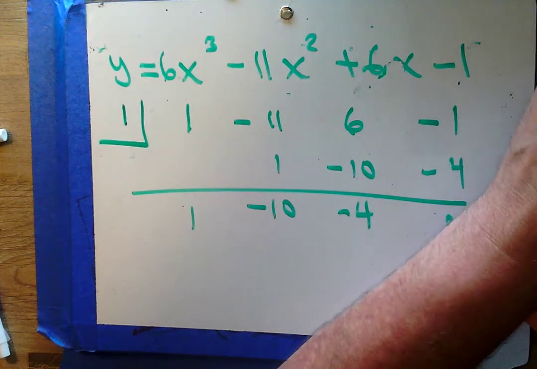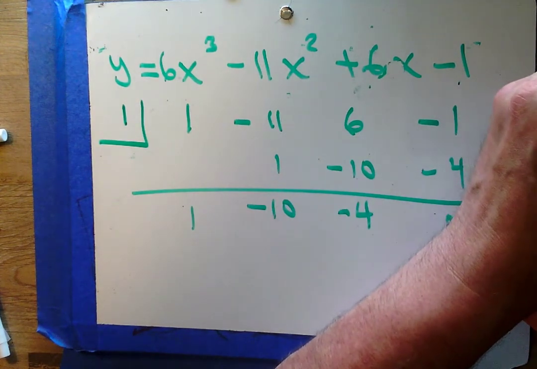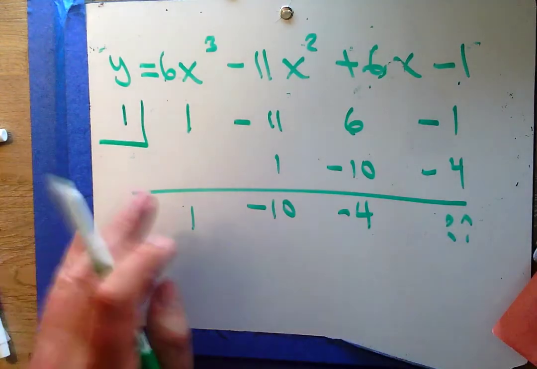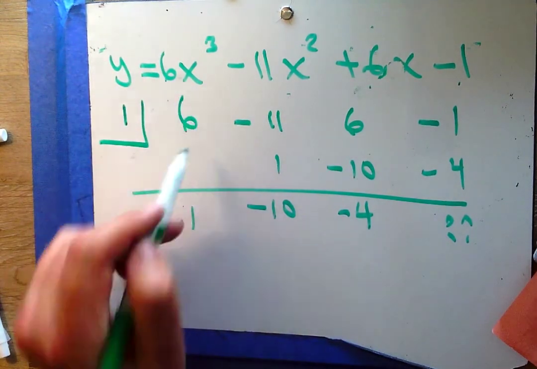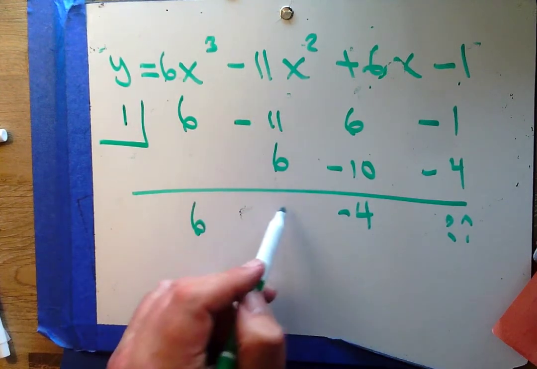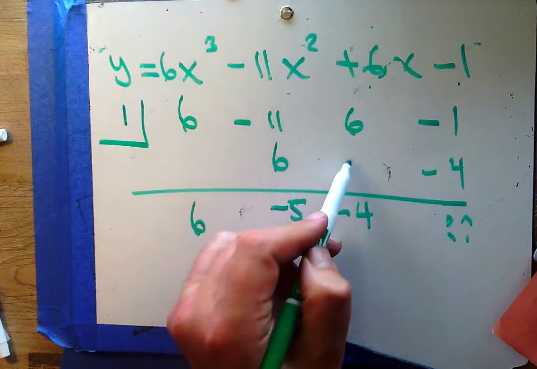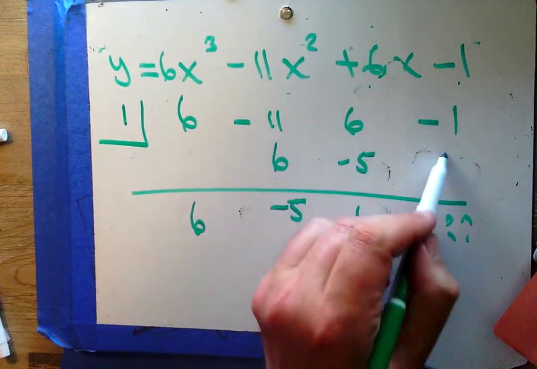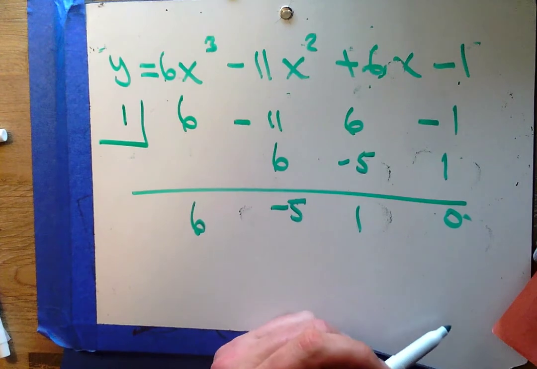Yes, I did leave out that 6. Okay, so this is actually a 6. This is actually a 6. This is a 6. So this must be a -5. Put that -5 here. -1. This then becomes 1, and I do get 0.